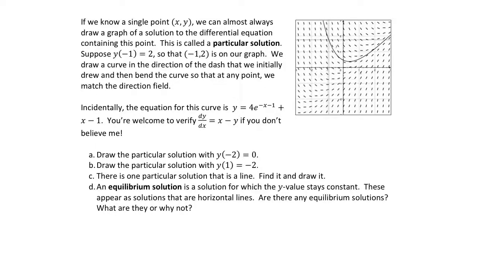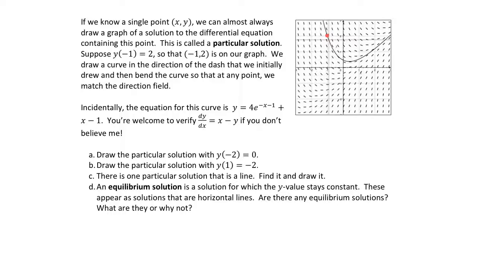If we know a single point in one of these direction fields, we can almost always draw a graph. So what I've got here is, and the graph is already drawn for us, but we'll go ahead and trace it. Remember we had the point negative 1 comma 2. It's kind of hard to see in there, but there is the point negative 1 comma 2.